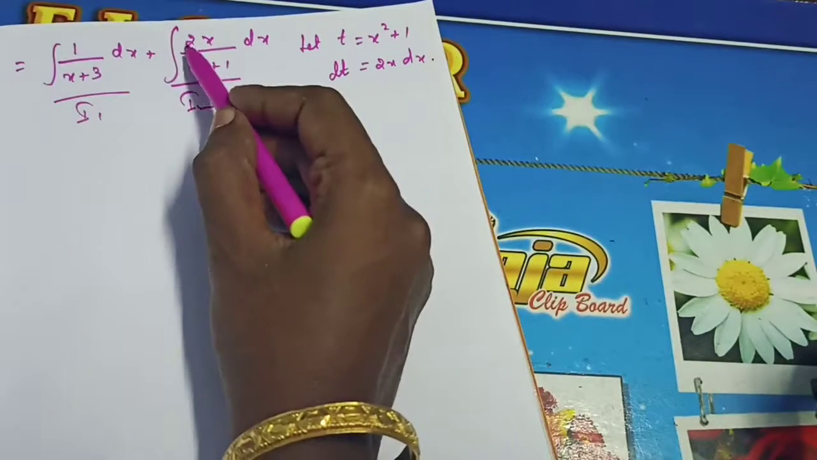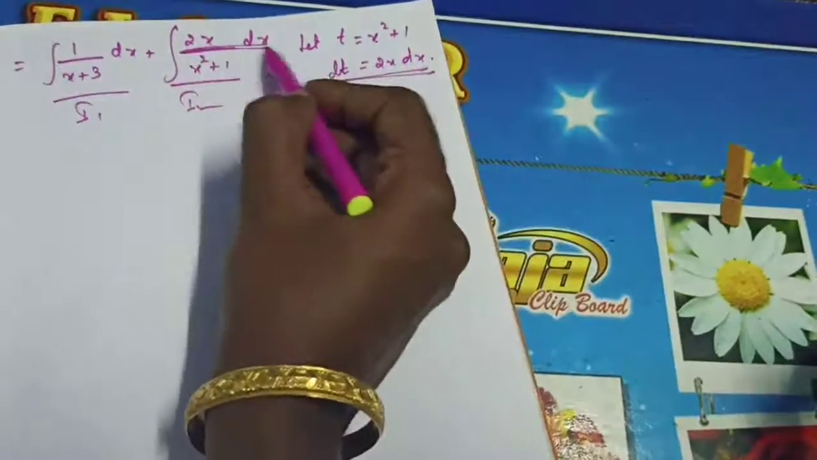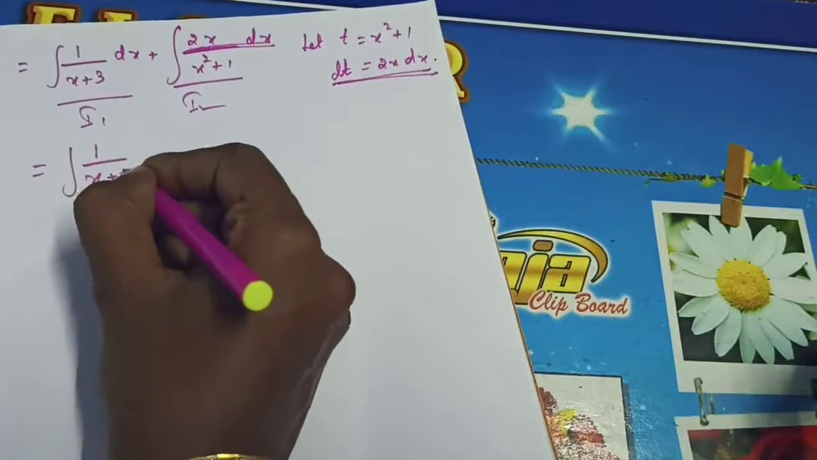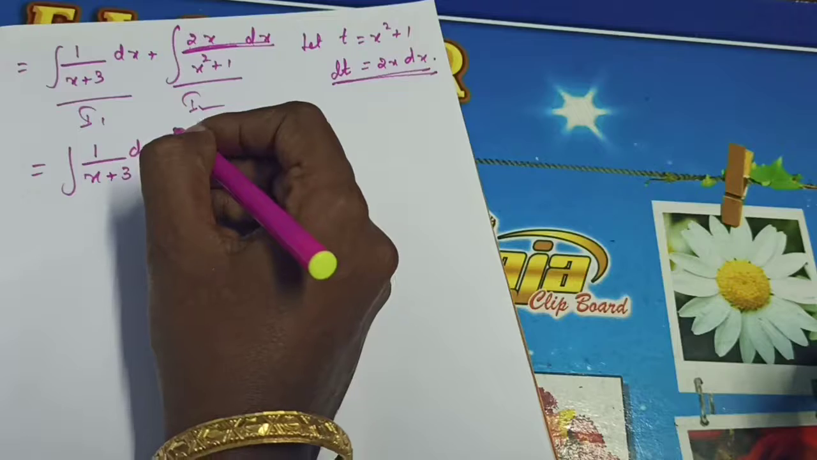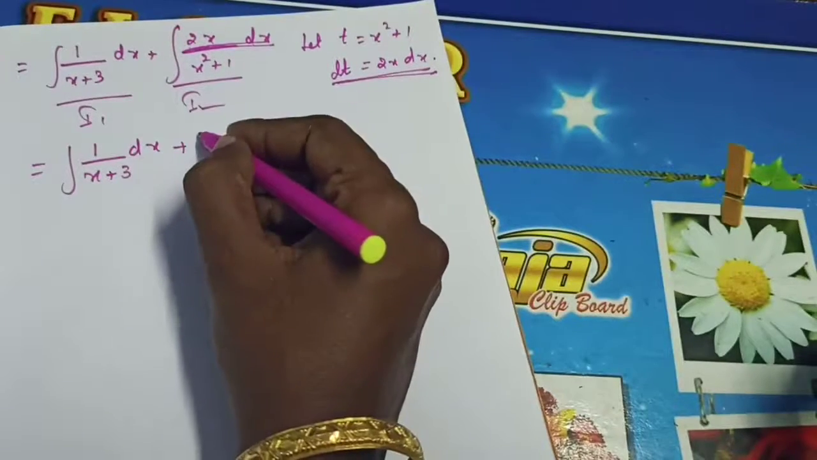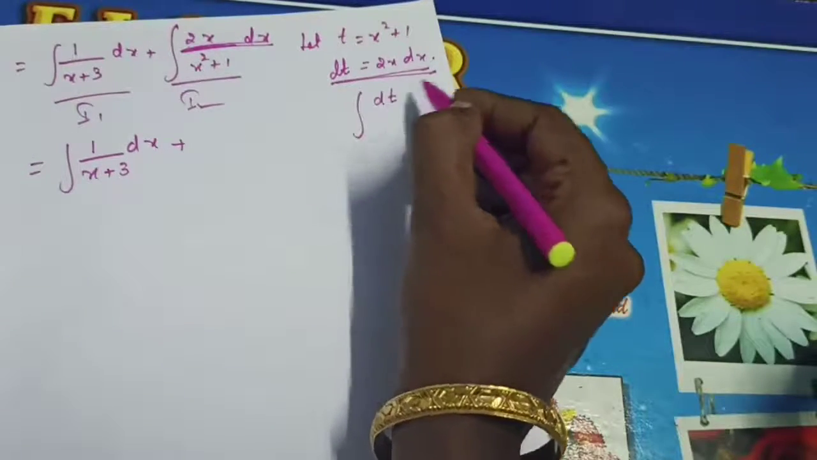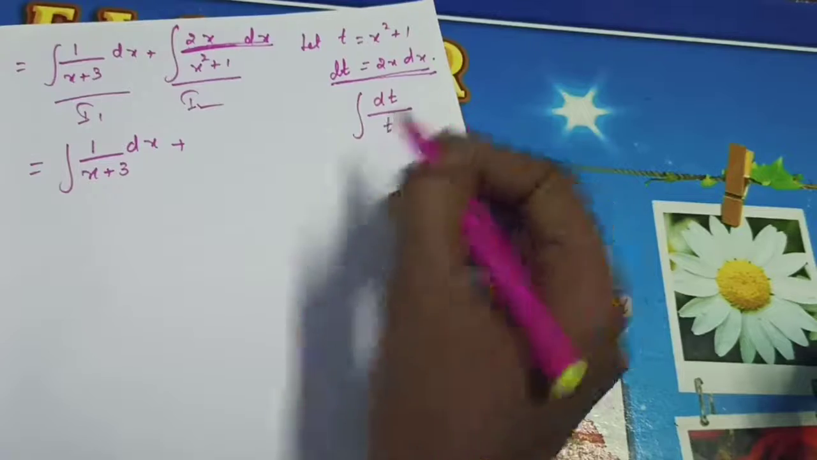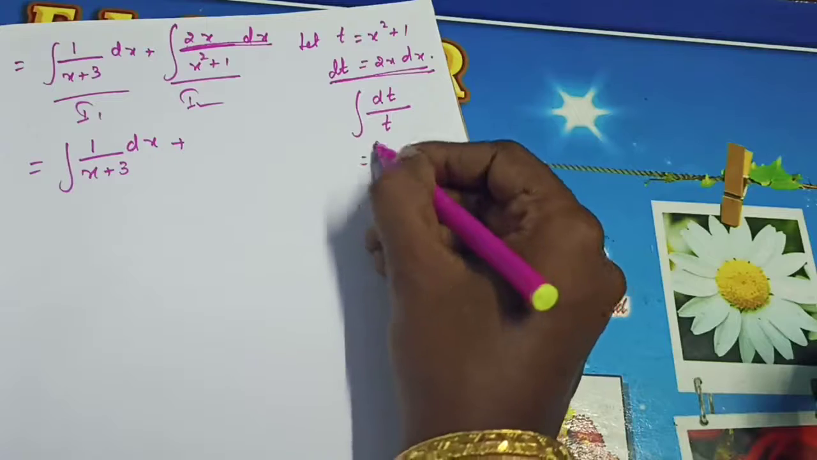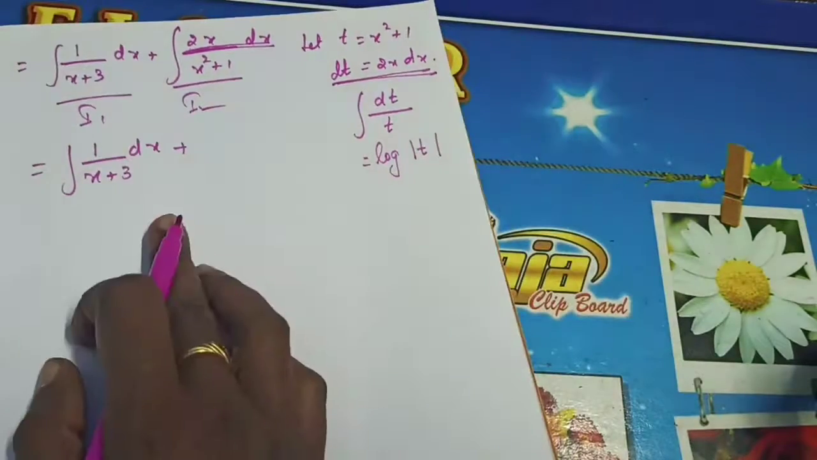Okay. So this one is 2x. Is it right? So 2x dx means what's that? dt. So the numerator fully, how will you write? dt. So that's equal to integral of 1 by x plus 3 dx plus, how you will write this numerator value as dt, denominator value as t. Correct? What's the integration of dt by t? That is the same as log of modulus of t. Understand, ma?